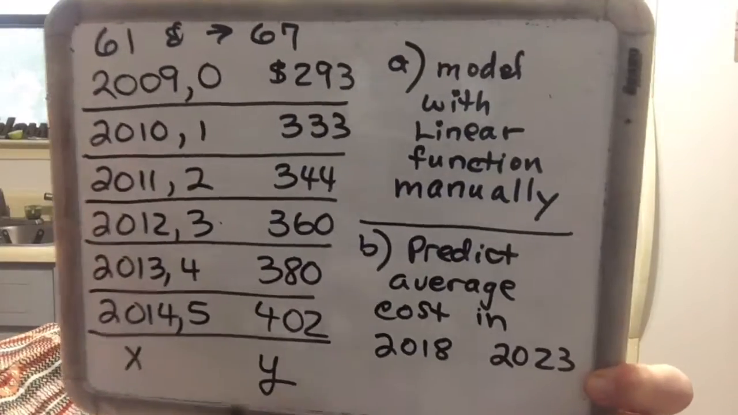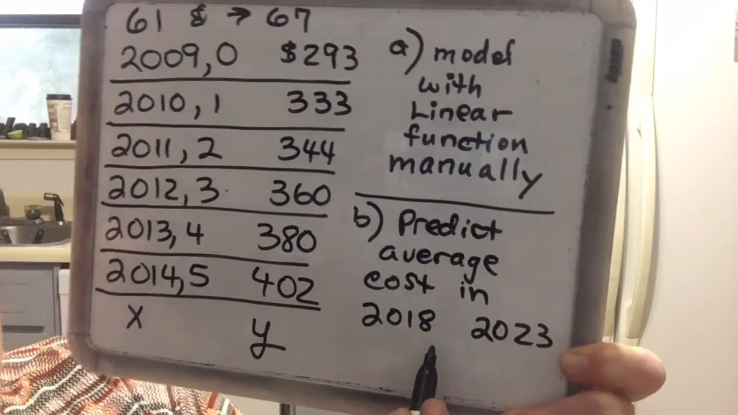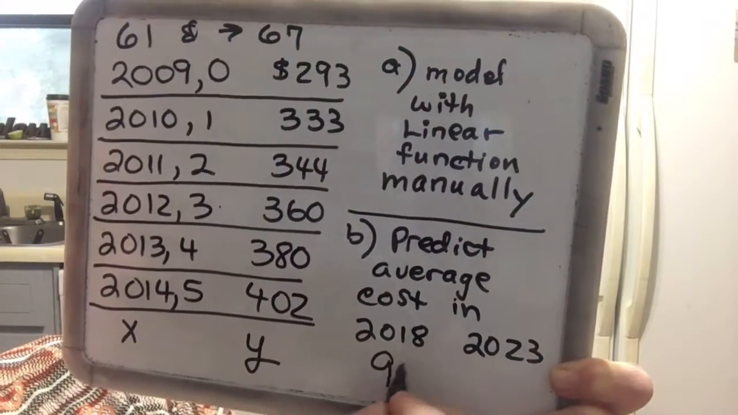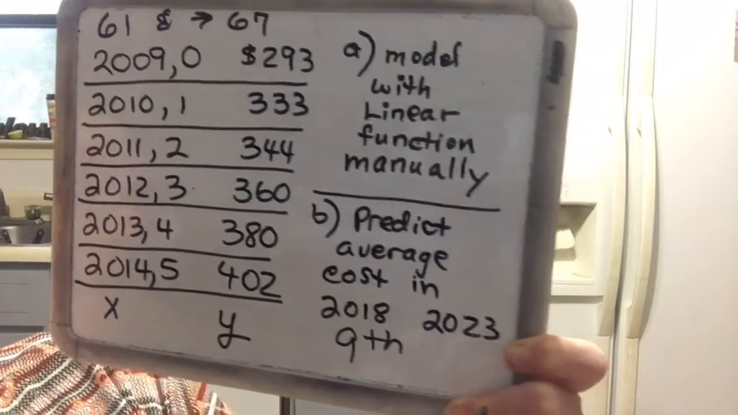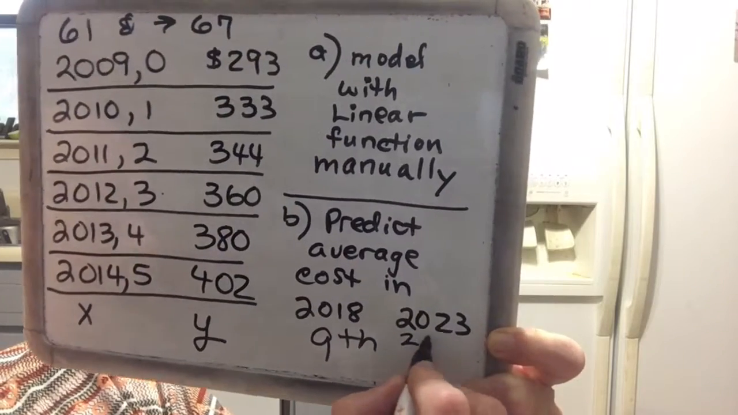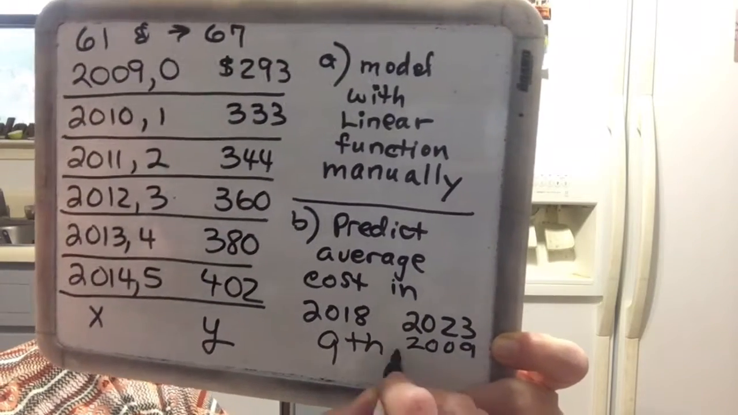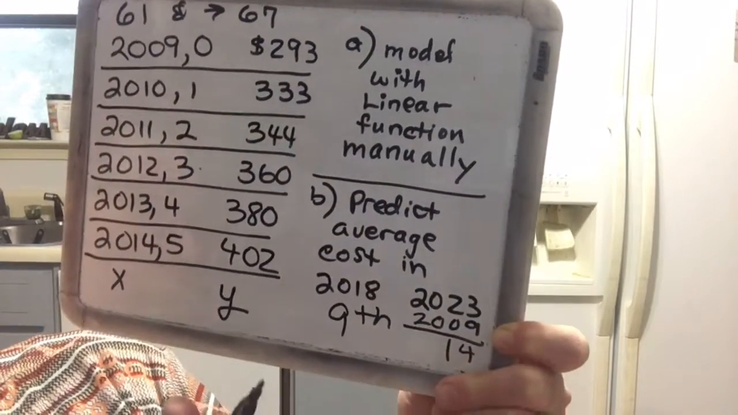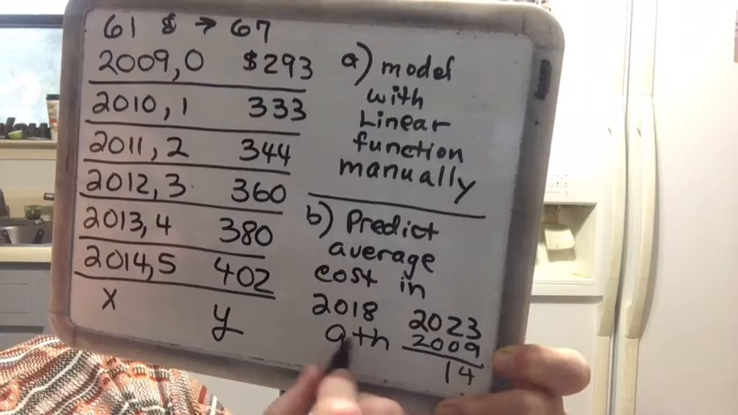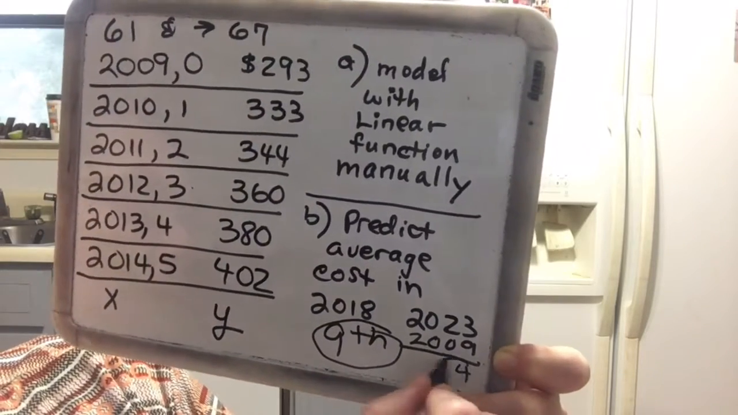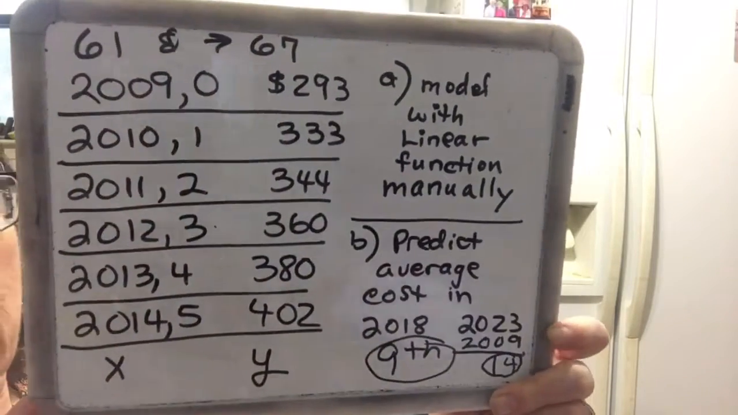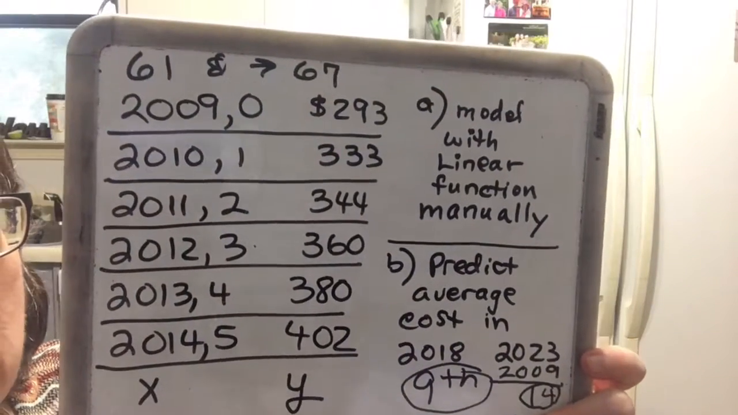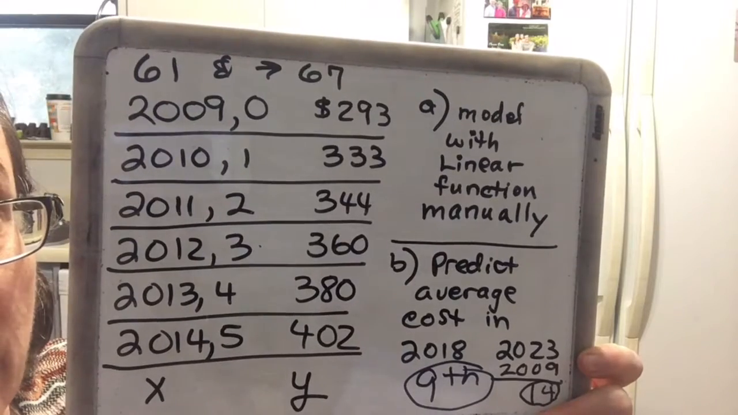So as we're looking at this, 2018, when we take away 2009, that's going to be the 9th year. Okay, and 2023, when we take away 2009, is going to be the 14th year. Okay, so we're going to be doing year 9 and year 14 when we get that part of the calculation. So this is problem 61 in your textbook, so you can look straight out of there.